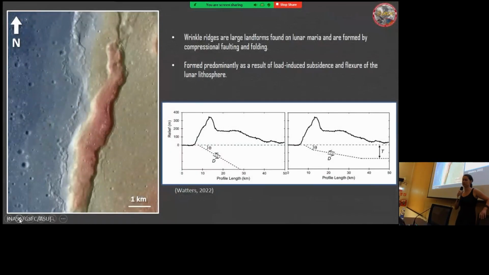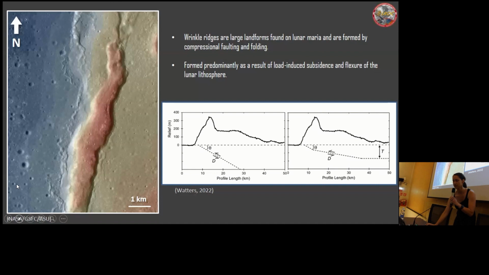Okay, so just real quick, for those of you who are not familiar with tectonics, we're looking at a wrinkle ridge. They are large compressional landforms found only within the lunar maria, and they are formed predominantly as a result of load-induced subsidence and flexure of the lunar lithosphere. So after the basalt emplacement in the maria, all that starts sinking down and forms those wrinkle ridges. And you can see in the image on the left how they're kind of wrinkly.